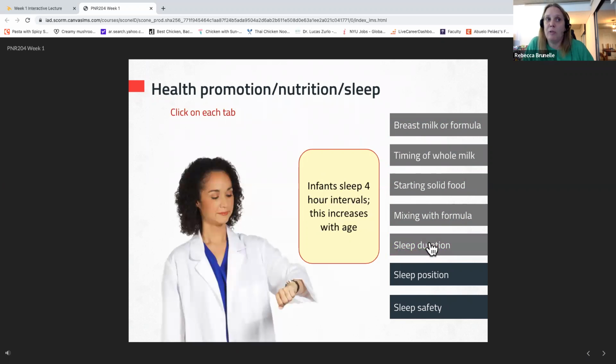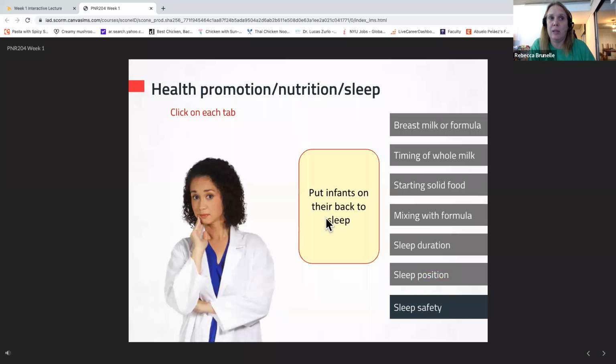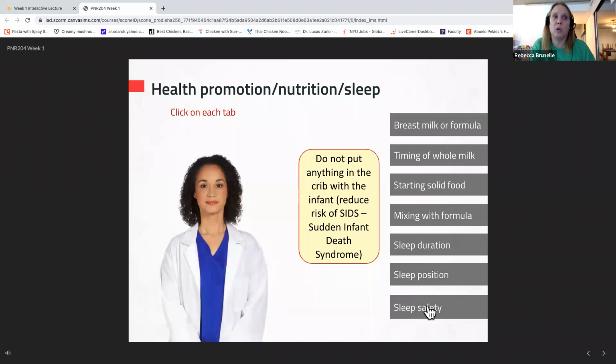Babies sleep for 4-hour intervals. So a lot of moms are not getting a lot of sleep. Their babies are waking up all night to feed, and that's normal, and they need to eat. And then we put infants on their back, and that's because of SIDS. So back to sleep. Nothing in the crib, always on their back, and that's to reduce the risk of sudden infant death syndrome.